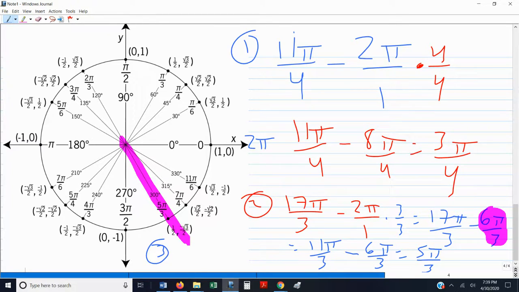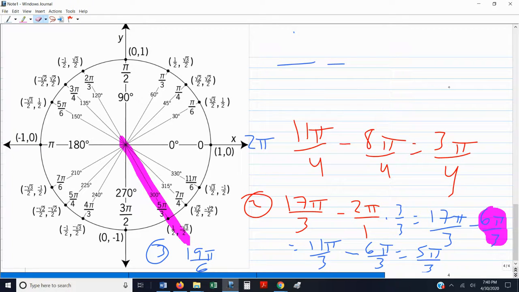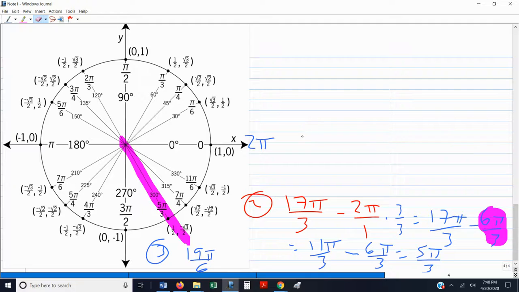Last one, and we are finished, is 19 pi over 6. If you want to go ahead and try that one on your own. So for my people doing some mental math, 19 divided by 6 is about 3, a little bit more than 3. So a little bit more than 3 pi. I know that I've gone around the circle more than once. One time is 2 pi, around 3 pi. So I've gone around more than once.